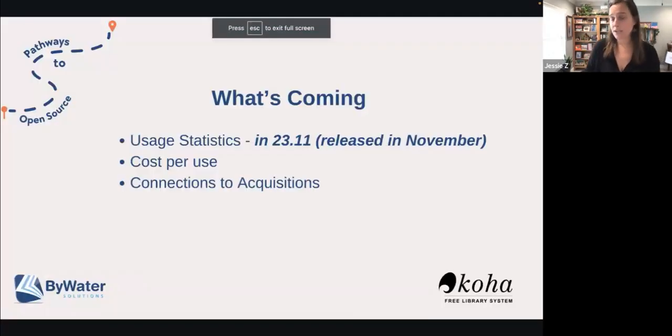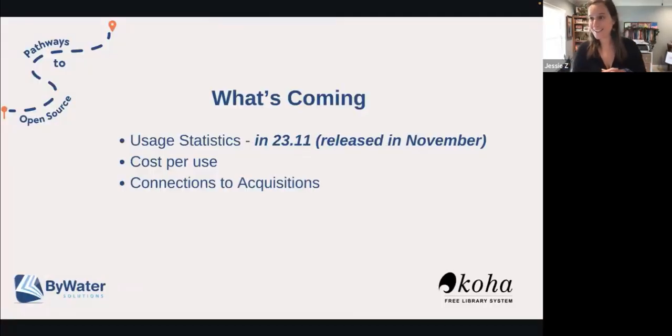So the Koha community is actively working on the next set of enhancements that will be developed for Koha's ERM. So in the 2311 release that just came out about a week and a half ago, that's the November 2023 release of Koha, a usage statistics module has been introduced. That will now be available in Koha's ERM, and that will allow libraries to connect directly to their vendors via a SUSHI connection, which allows you to automate the reports coming directly into your Koha system so you can see the usage of those titles and packages within the system.